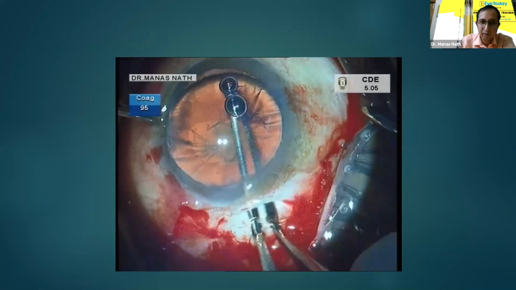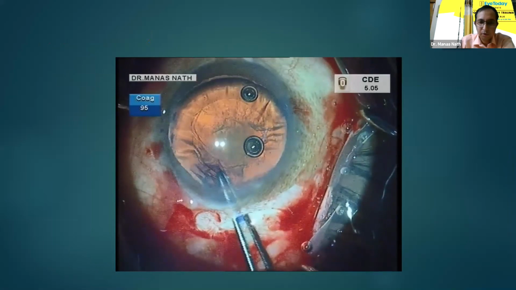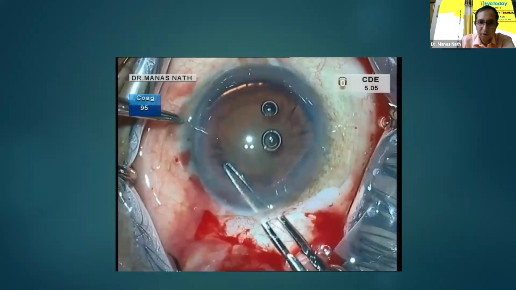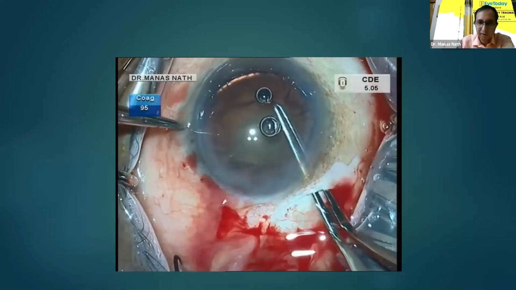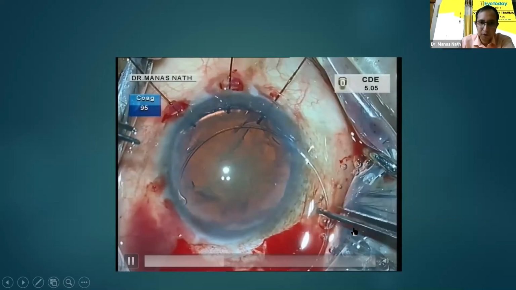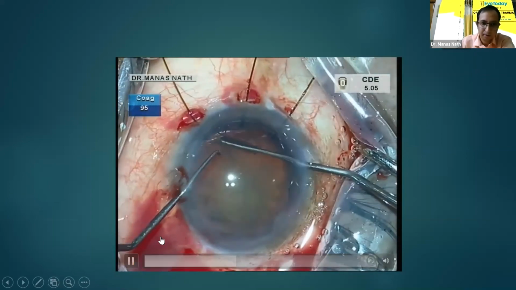You can see the lens is moving a lot, and I felt that the rhexis was a little bit small as compared to the grade of the nucleus, so I have done a double rhexis, a partial double rhexis, at least on one side. Again, the bag is stabilized with iris hooks, and a CTR is being implanted in the capsular bag.